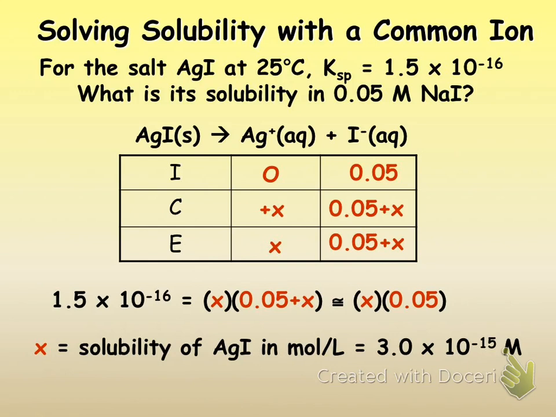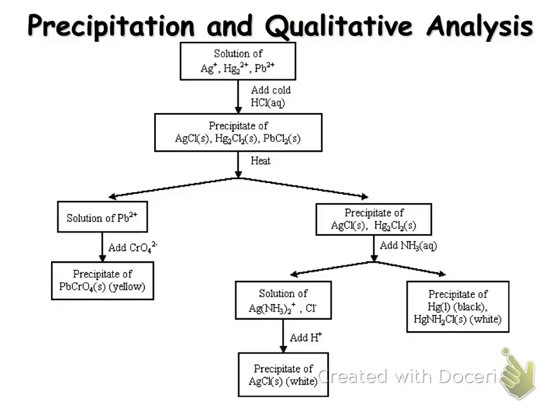So if we do that, we do our calculations, we find out that X equals 3.0 times 10 to the negative 15th. And just to compare that to the first problem with silver iodide, the first solubility was 1.2 times 10 to the negative 8th. So this is actually, the solubility is much less, and that should make sense.